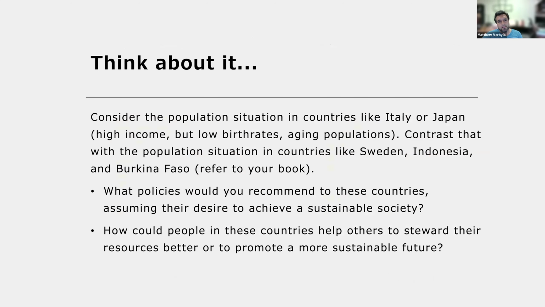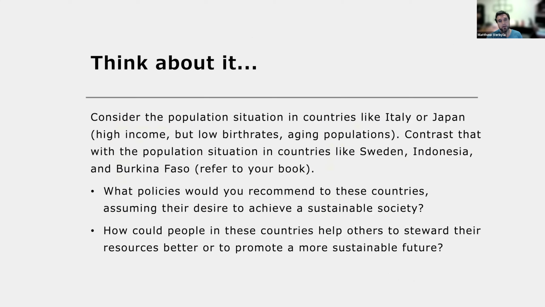All right, so think about this. Consider the situation of the population in countries like Italy or Japan, and these were described in your reading assignment. These countries are both characterized by higher incomes, but lower birth rates and in general aging populations. Contrast that to the population situation in countries like Sweden, Indonesia, and Burkina Faso.